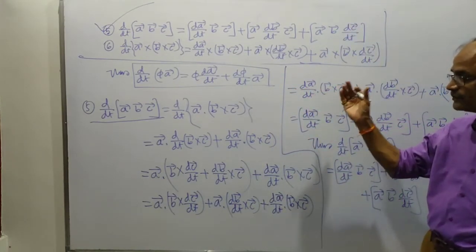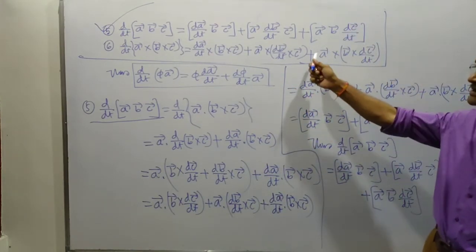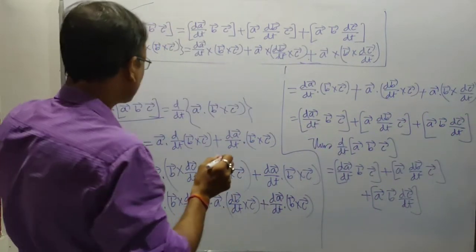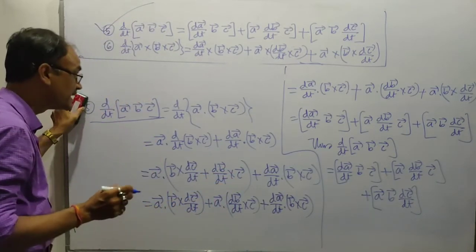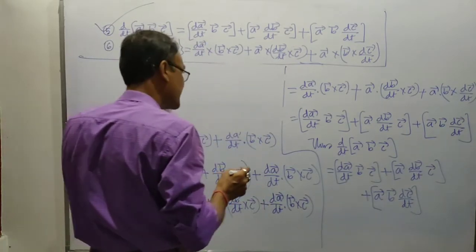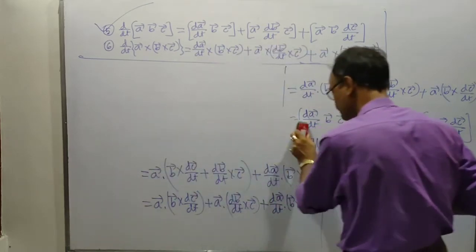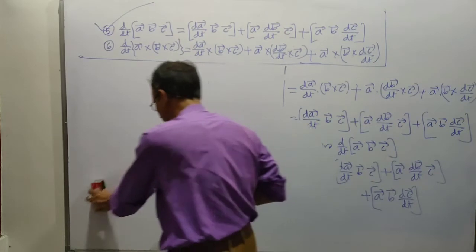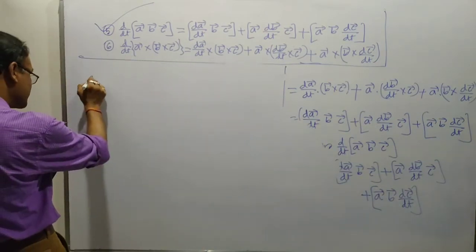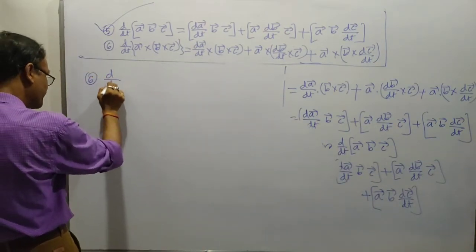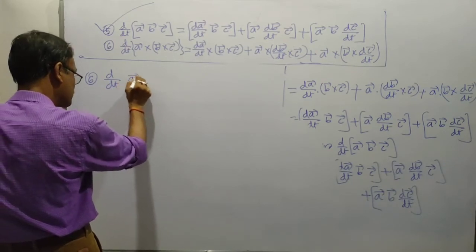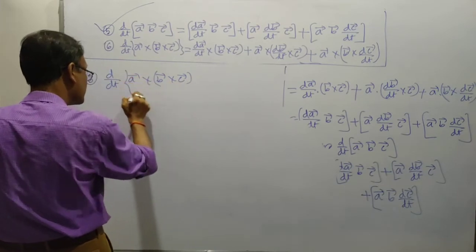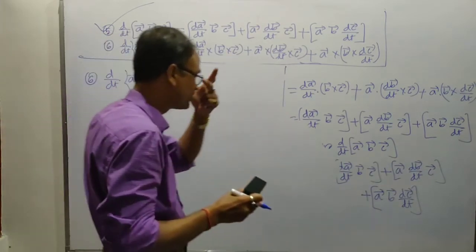Perhaps you have enjoyed this one. Number 6. Now I am going to prove number 6, the last one. Let me prove number 6, the last one: d/dt of a vector cross b cross c. You are going to prove.